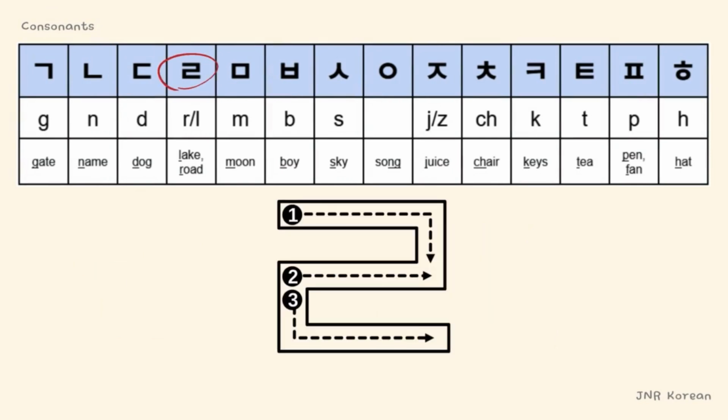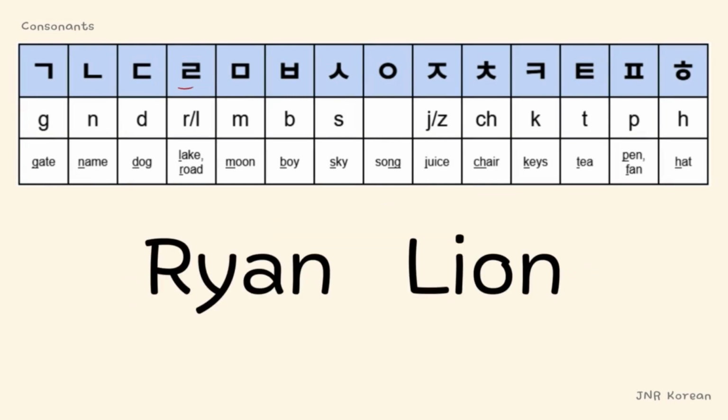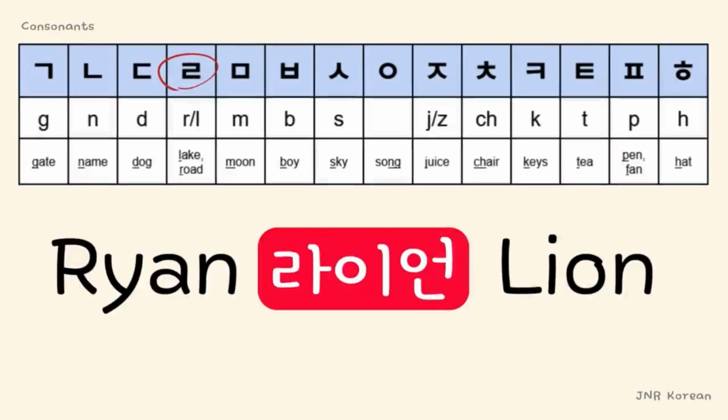The next consonant is 리을. For 리을, write 기역 first, then draw a long line from left to right and write 니은 again from where you started the long line. In Korean, there's no separate consonant to distinguish between R and L in English. So, if you write Ryan or lion in Korean, they become the same. Meaning can only be distinguished by context.